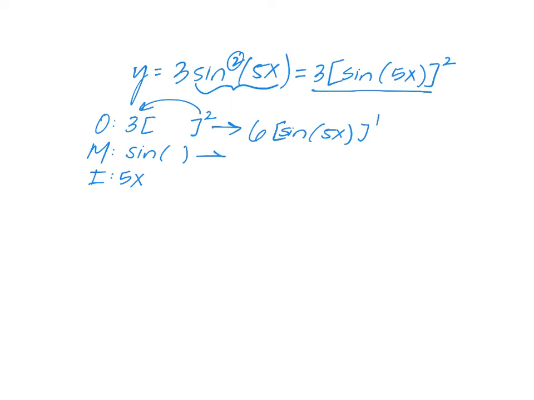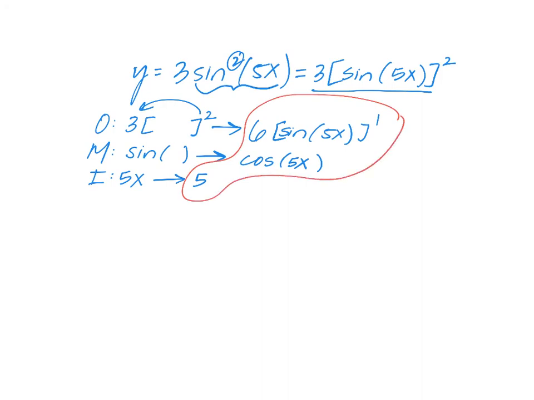Now the derivative of the middle: the derivative of sine is cosine. And again, whatever starts in parentheses stays in parentheses, because again, we're just focusing on one piece at a time. We don't change the rest of it. Lastly, the derivative of 5x is 5. So I'm going to find my final answer by multiplying these three things together.